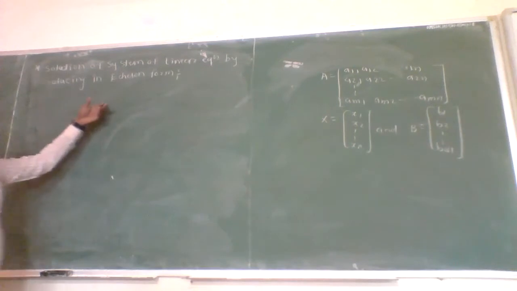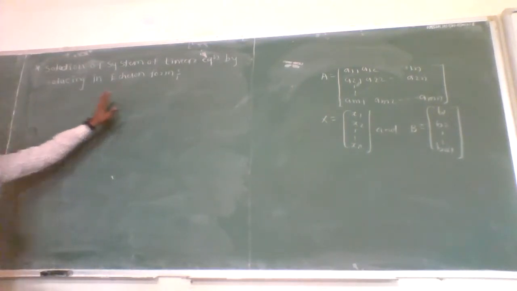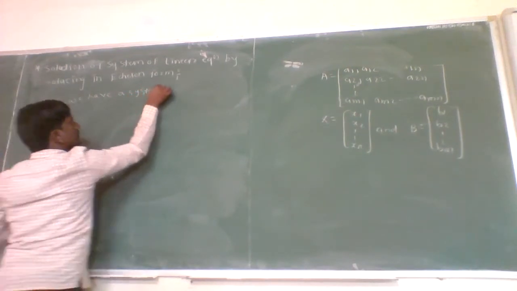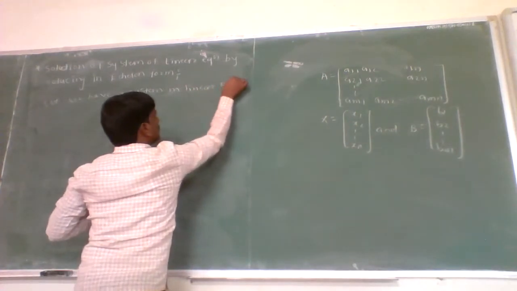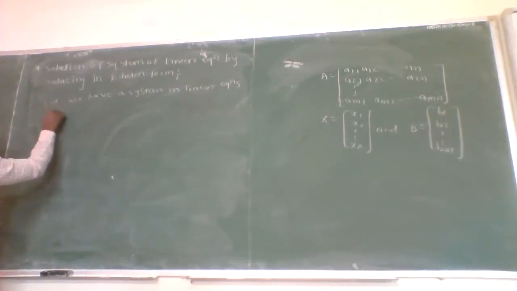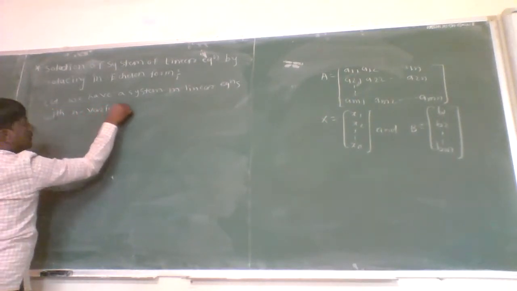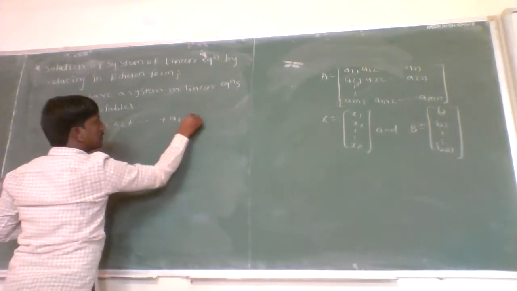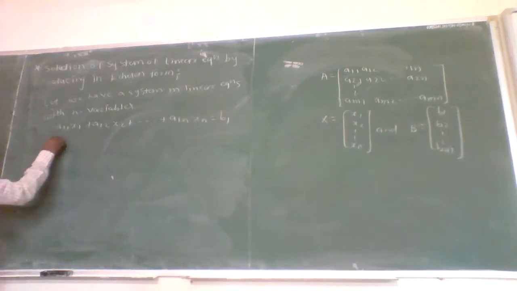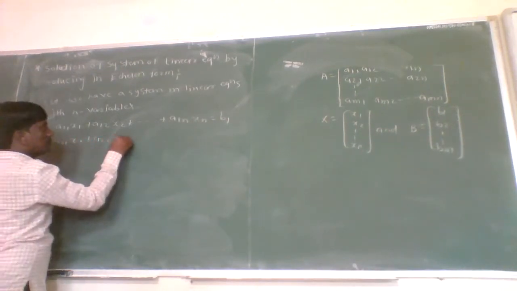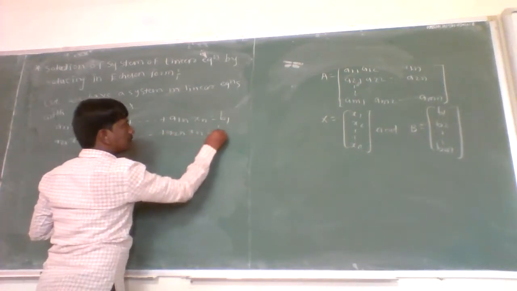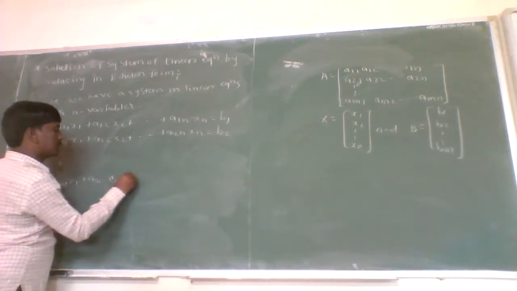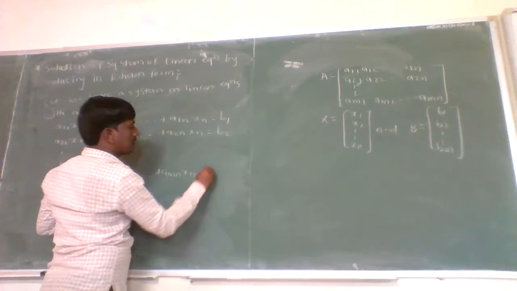Let us suppose that we are given a system of m linear equations with n variables, that is, a11 x1 plus a12 x2 plus up to so on a1n xn is equal to b1, a21 x1 plus a22 x2 plus up to so on a2n xn is equal to b2, and so on, am1 x1 plus am2 x2 plus up to so on amn xn is equal to bm.